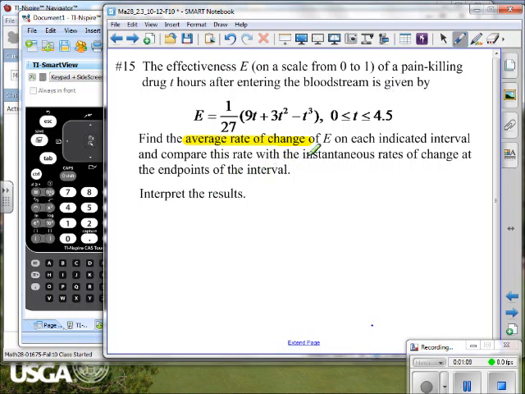And then when we talk about instantaneous rates of change, instantaneous rates mean derivative. How many derivatives would you want to take on this one? Well, at the end point, so you have 2. But you're going to find the formula for this and then just put in 0 and then just put in 4.5. And we'll talk about it. The most important piece here is to interpret the results. We're going to work on that some more on Thursday.